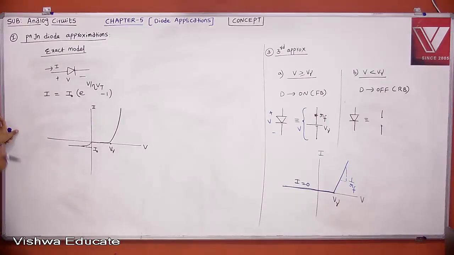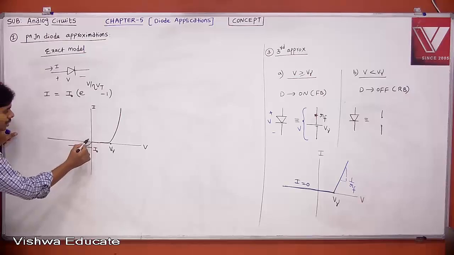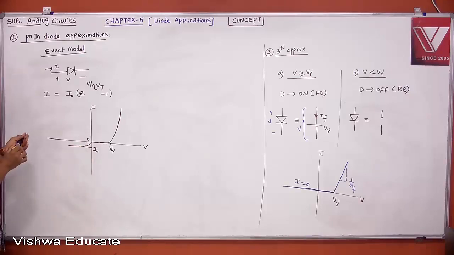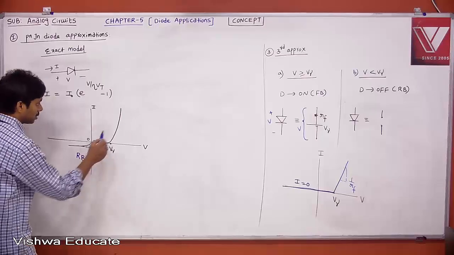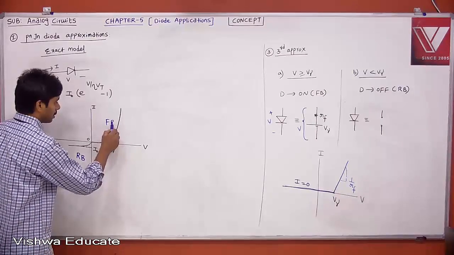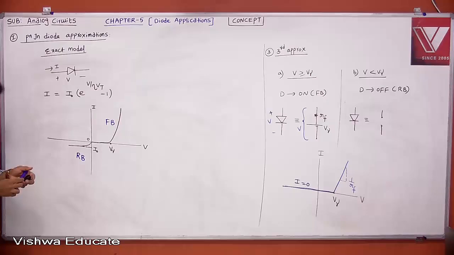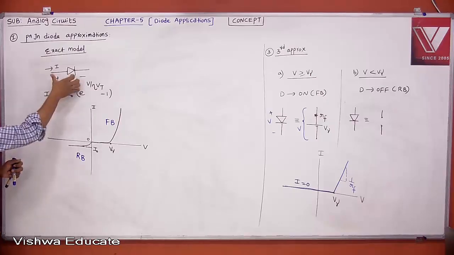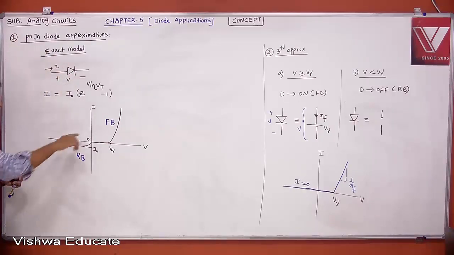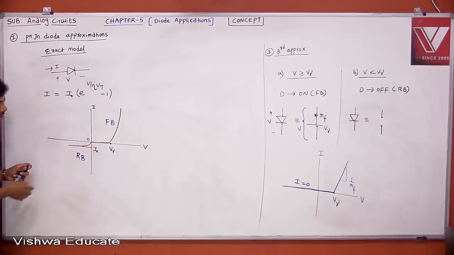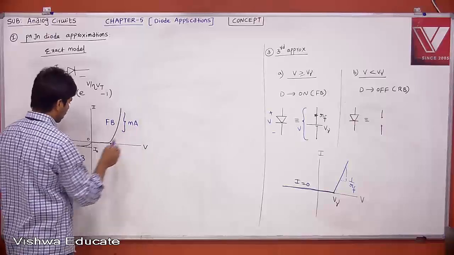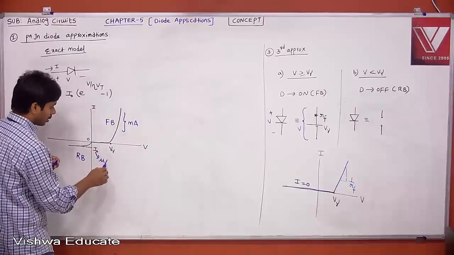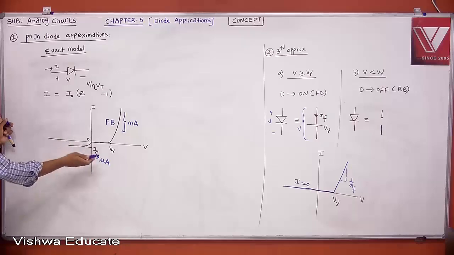Okay? But if you still increase your reverse bias voltage, this is your reverse bias and this is your forward bias. If you apply negative voltage and then increase it, we expect the current to be almost zero. Your I naught is almost zero. Here the current is in the order of milliampere and here the current is in the order of microampere. But if I increase, it's almost zero.